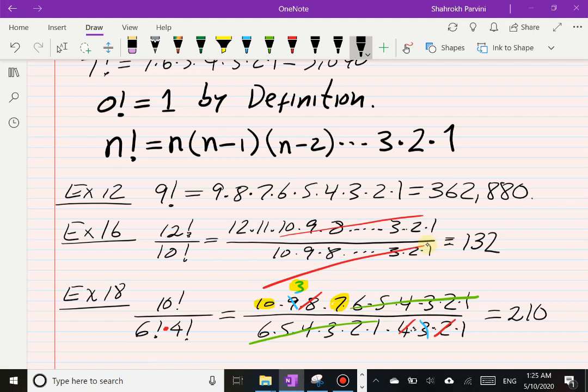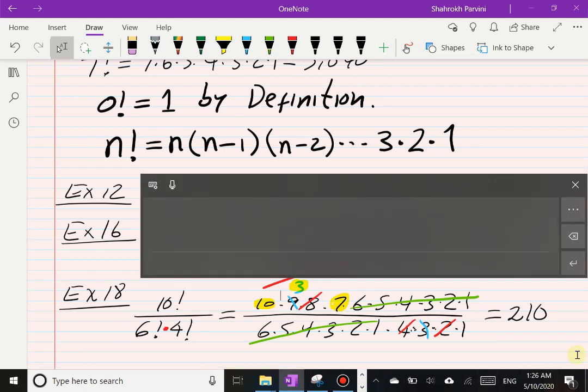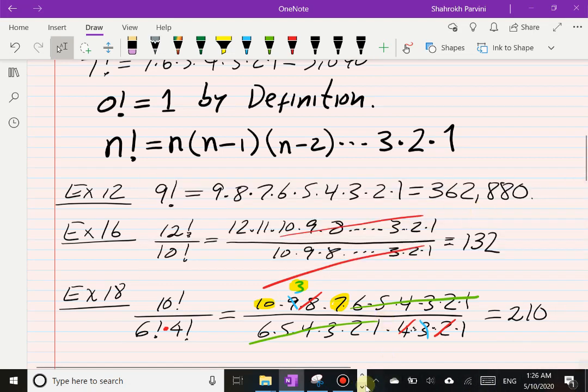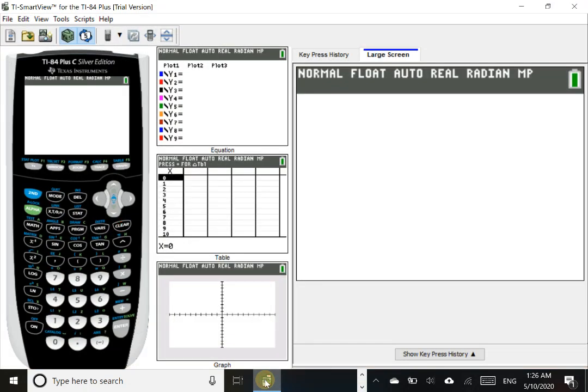Now let me actually go to my TI calculator, and I'll show you how to do this in the TI calculator. Okay. So now I actually have what we call a TI emulator. That means it imitates. This is for like a desktop. So this is what the TI-84 Plus looks like. So let's begin with 9 factorial. Okay, exercise number 12 was 9 factorial. So if you have this calculator, this is how you would do it.